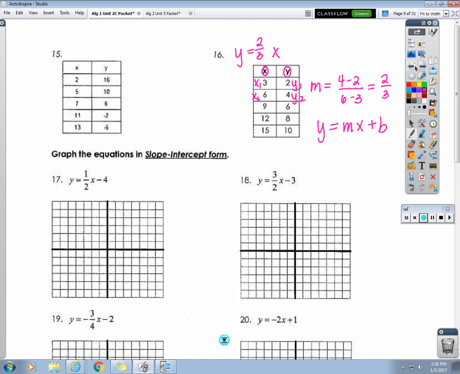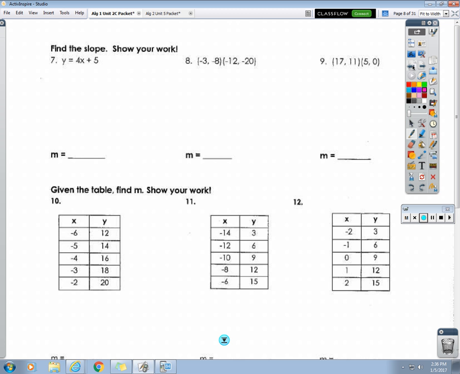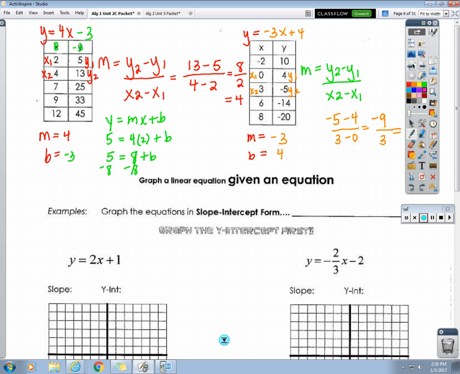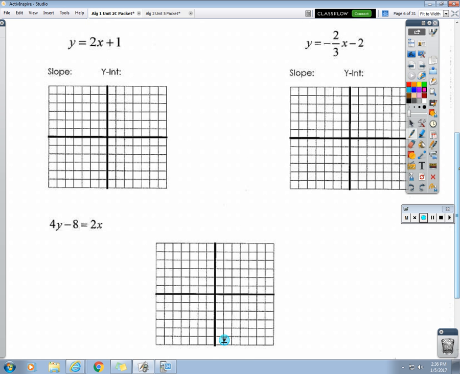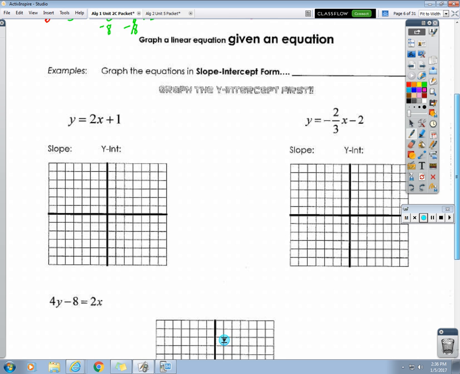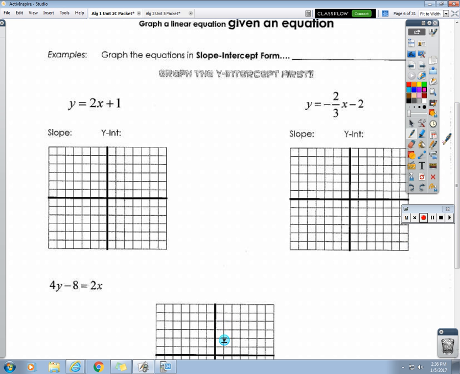Okay, now flip all the way back to the page we were on before this. So, page 5. Okay, now we're going to start graphing the lines, which is definitely a review. We did this last semester, probably in December.